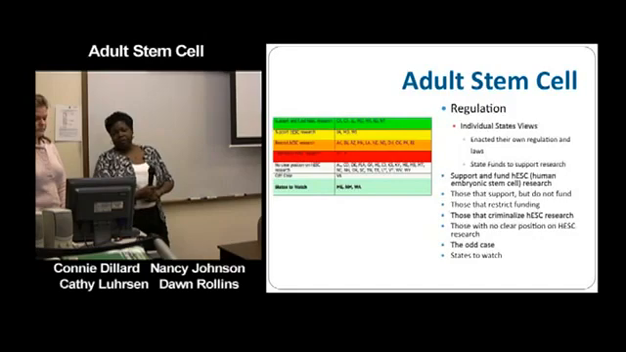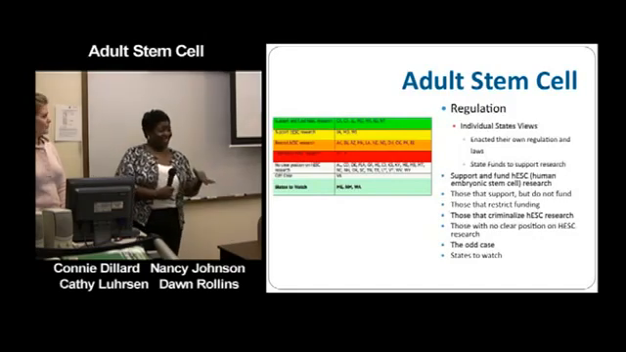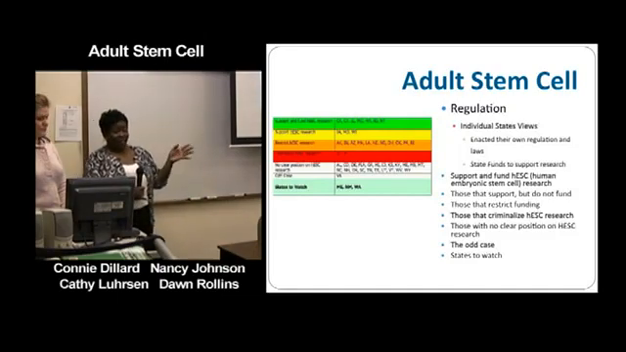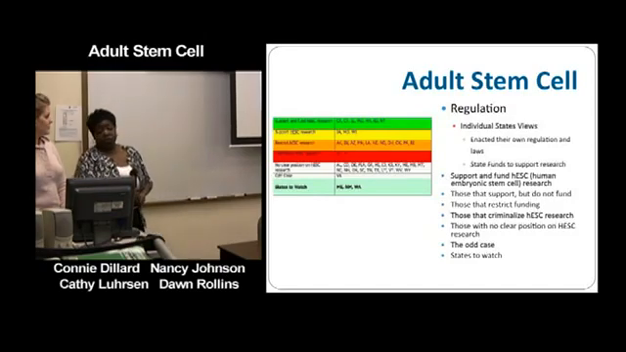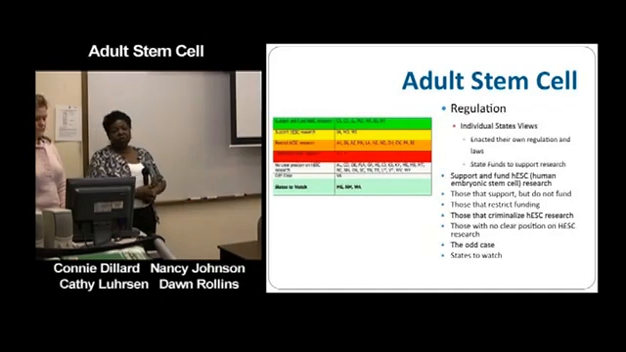Of course, there was a mixed bag. No one state was going to be like the other state. So what I did is I broke them down into categories. The biggest issue was over public funds to support this research. So they broke down into the categories of some supported and funded it, and some supported it but didn't fund it.